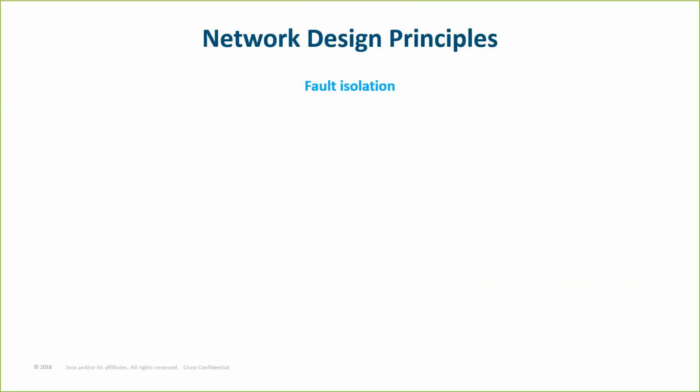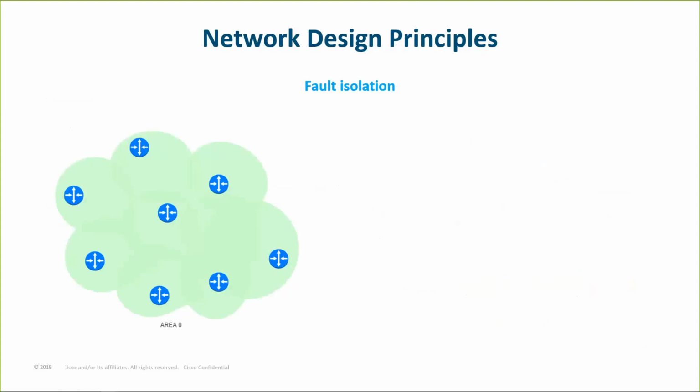Another very important principle is fault isolation. Why do we need fault isolation? We need it because when we have a network which is working all together, it means that failures could affect all the elements composing this entity. So, as an easy example, an example we can relate to.